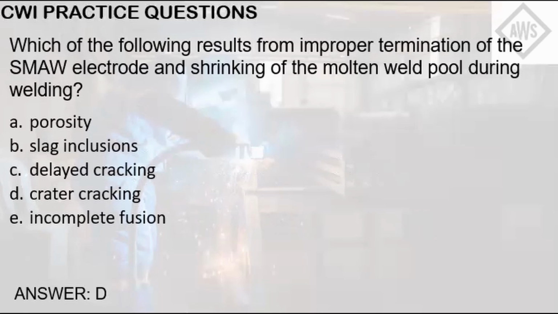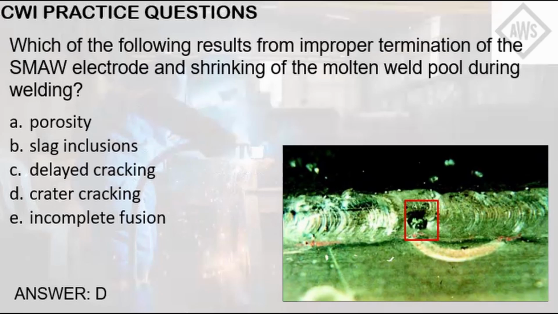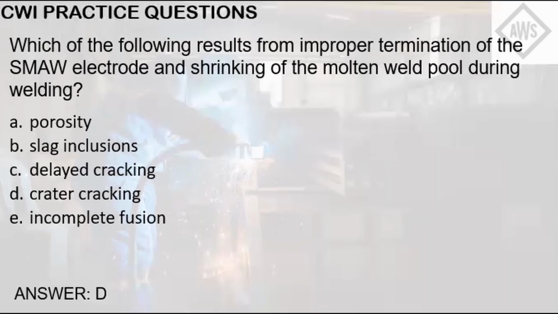For the choices, porosity here is the result of moisture or gases in the weld. Slag inclusions normally occur between the weld and base metal, where foreign solids like slag, flux, tungsten, or oxide slip through the weld. Delayed cracking is categorized under cold cracks, which occur after the metal has cooled to ambient temperature. So the cracking occurs after the weld metal has been cooled already. Incomplete fusion is a weld discontinuity in which fusion did not occur between the weld metal and the fusion faces.